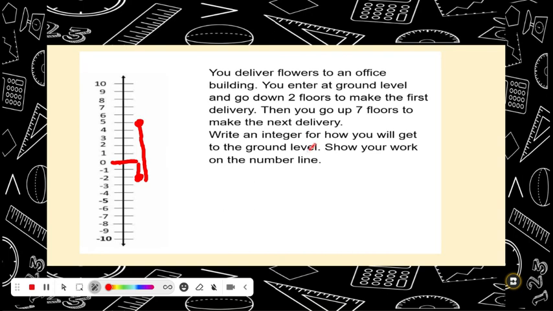Write an integer on how you will get to the ground level. Well, we're at the 5th floor. We need to go down 5 floors. Because we went down 5 floors, you would say the integer is negative 5.